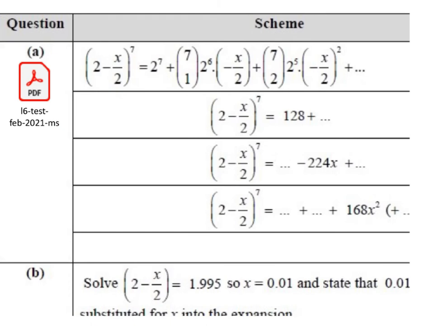Here is the mark scheme in all its glory. The first mark comes from attempting to use the formula in the booklet. The second mark is from getting 128. The third mark from negative 224, and the final mark for positive 168. For part B, you need to find the value of x and state that you would substitute that into the answer that you found above, namely into the expression that you found for the approximation.